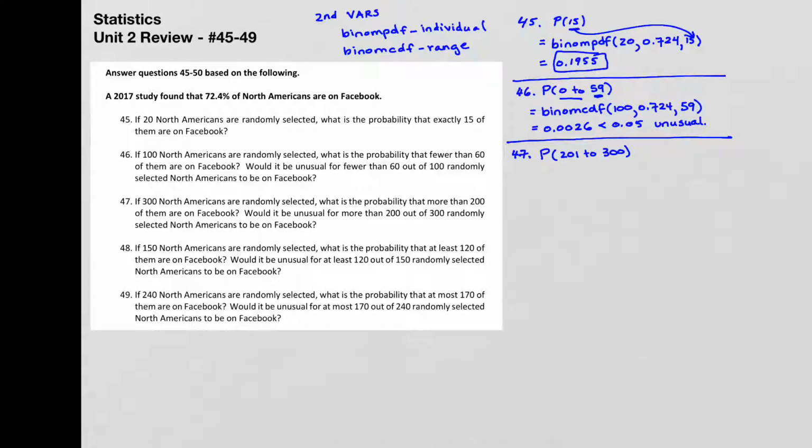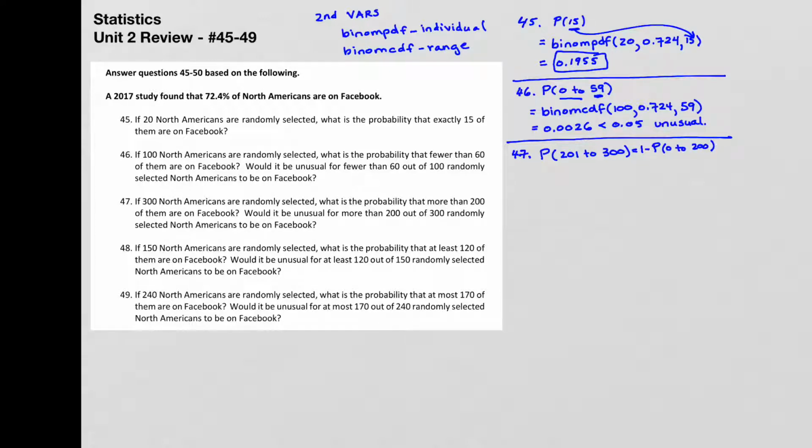The calculator won't find this. The calculator only does 0 to a particular number. So we need to convert this, and what we can do is say, well, instead of 201 to 300, we're going to use the complement. We're going to say, well, what's the opposite of 201 to 300? Well, that would be 0 to 200.